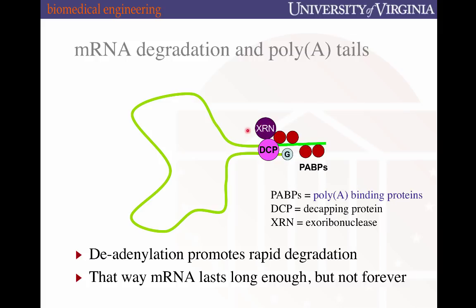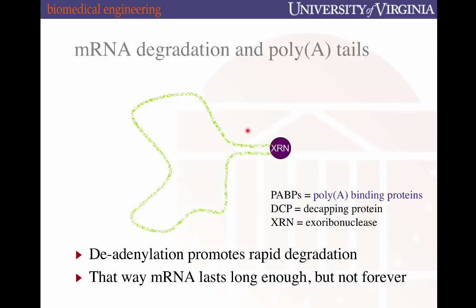And XRN, which is an exoribonuclease, again, chops up RNA. So the cartoon of how this would eventually fail is when that poly-A tail starts to degrade. And I'll replay that once we talk about it. So the poly-A tail is protective, but mRNAs don't stick around forever. They have a finite lifetime.